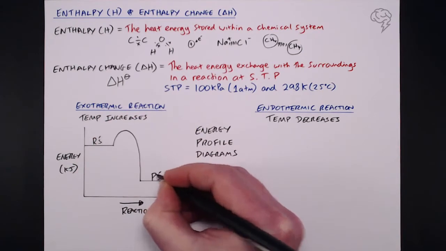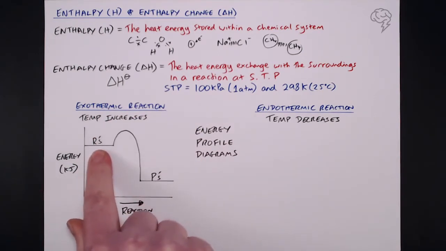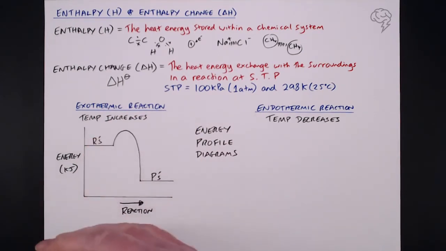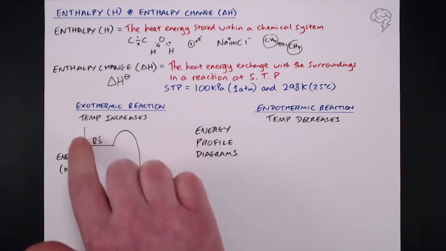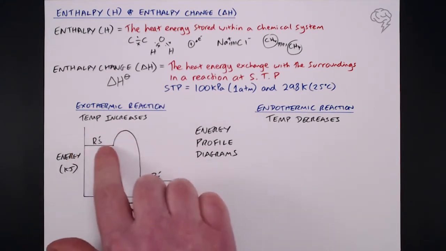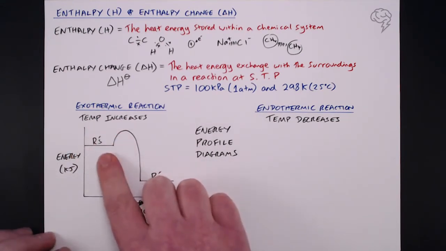So what we've got here is the energy stored in the system. Think of this like the energy that's stored within the bonds and the intermolecular forces in the system. So energy increases going up here. So here are our reactants with quite a lot of energy stored inside them.